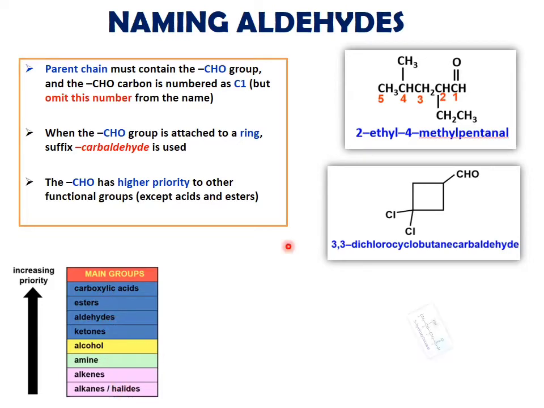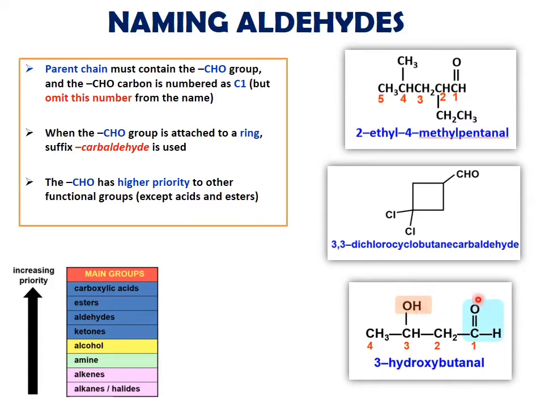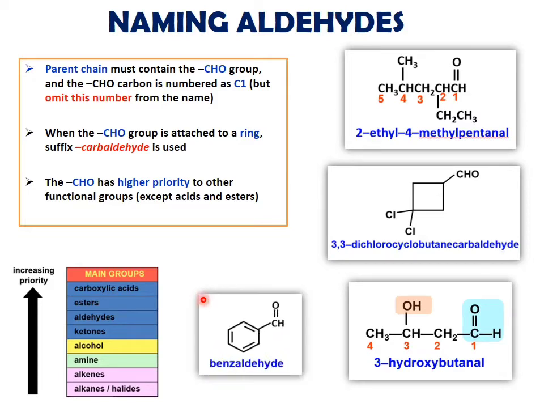For example here, okay, so we have two important functional groups here. Okay, kita ada alcohol and aldehyde, C double bond OH. But look at this table, so aldehyde has higher priority than alcohol. So that's why our aldehyde should be our parent chain. So sebab tu nama dia adalah butanal, while this alcohol will be our substituent. So nama dia jadi 3-hydroxybutanal. Okay, and then we have aromatic aldehyde, aldehyde yang you dah pernah jumpa dalam chapter 6.